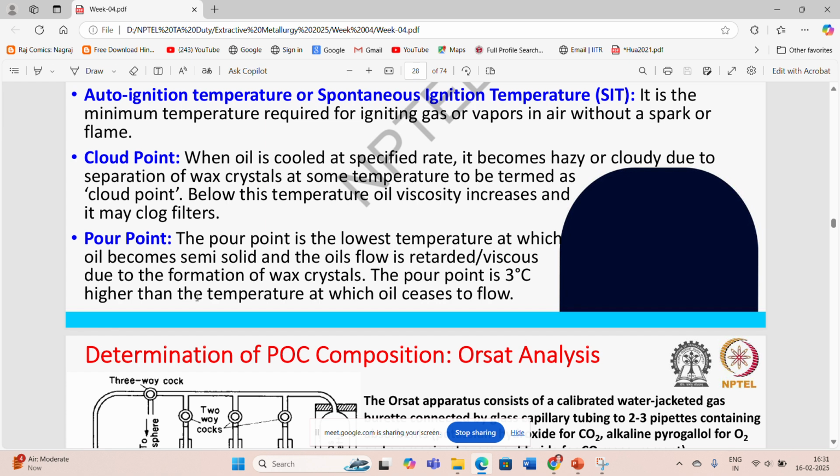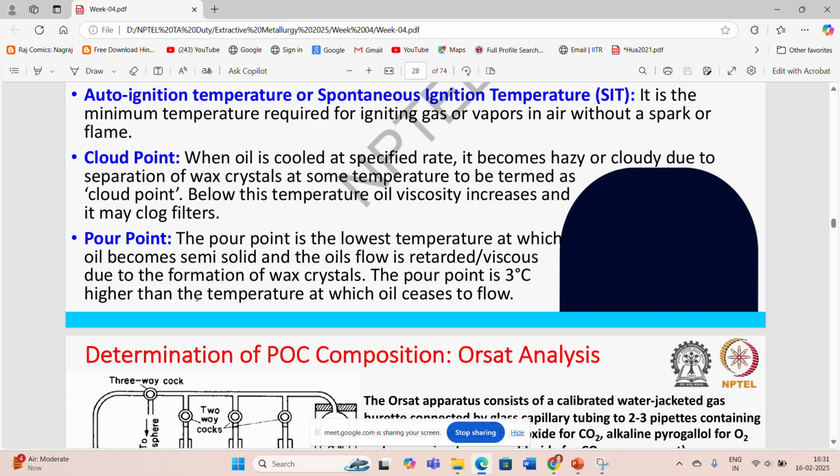Then cloud point is defined as the temperature at which, when oil is cooled at a specified rate, it becomes hazy or cloudy due to separation of wax crystals. Below this temperature, oil viscosity will increase and it may clog filters. Then coming to the pour point, it is the lowest temperature at which oil becomes semi-solid and the oil's flow is retarded or viscous due to the formation of wax crystals. The pour point is 3 degrees Celsius higher than the temperature at which oil ceases to flow.